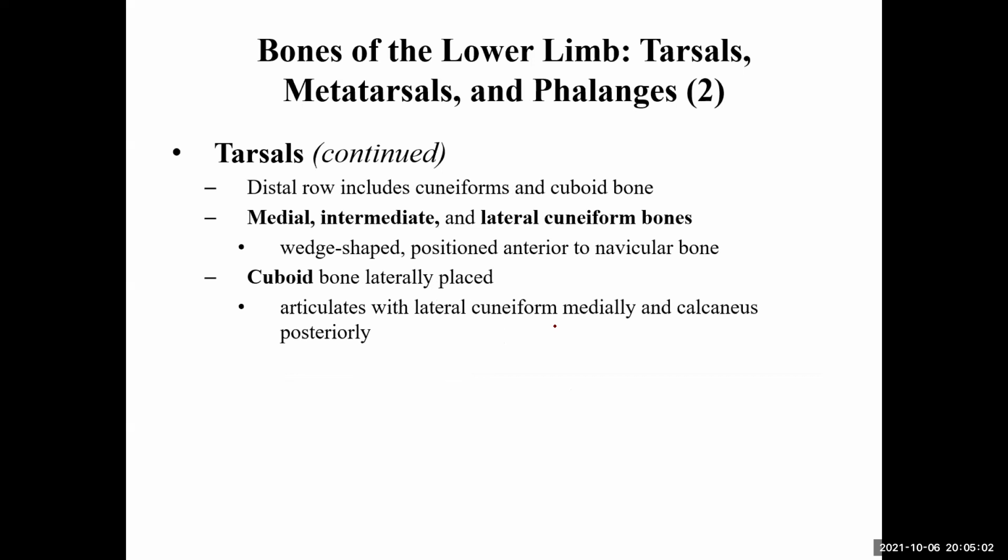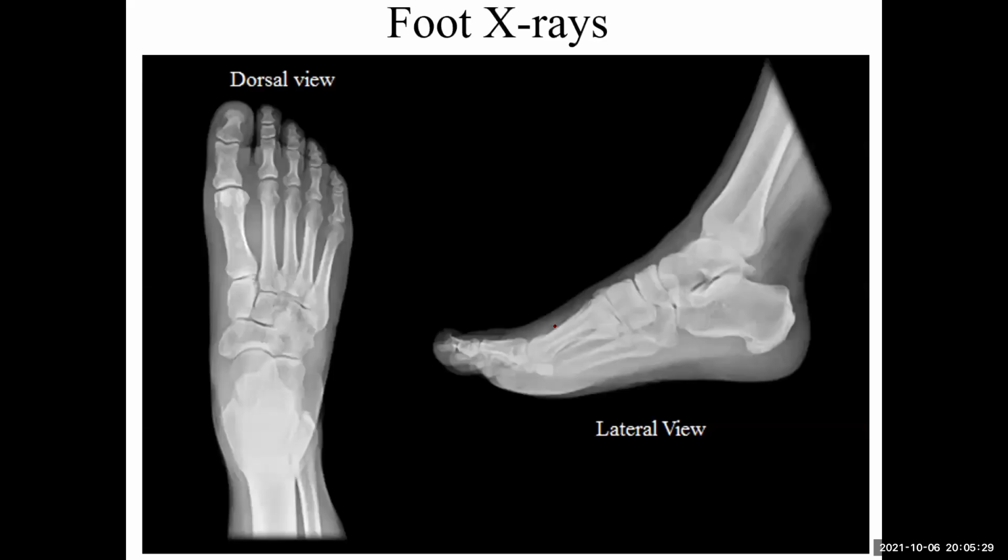Your distal row is made up of 4 bones. You have the cuneiform bones, there's 3 of those, and then the cuboid bone, that is the most lateral bone. So the 3 cuneiform bones, starting with the most medial, we call that the medial cuneiform. And then we have our intermediate, then lateral. And then our most lateral bone in the distal row is the cuboid bone. And I'll go over where these are and whatnot.